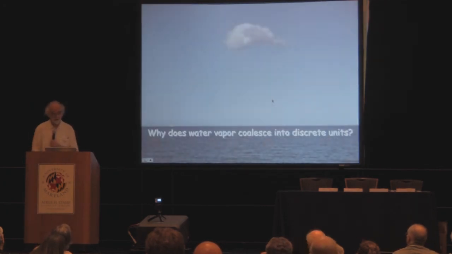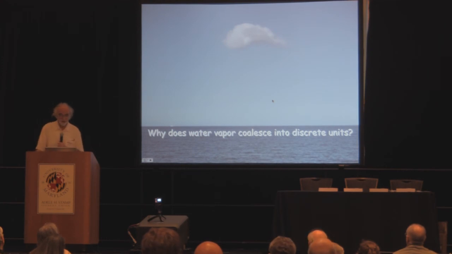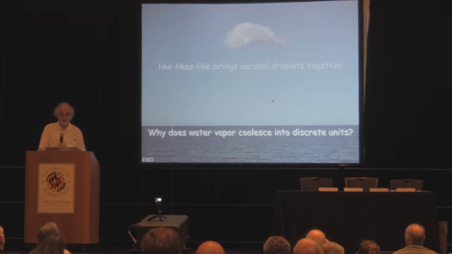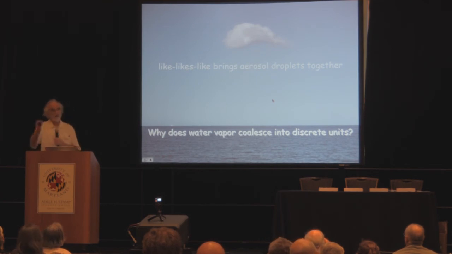Okay, so now we've got to come back to the cloud, and we ask, why does the water vapor coalesce into discrete units? A possibility is that it's the like-likes-like mechanism. The aerosol droplets that are throughout the atmosphere have the same charge, so you'd expect, of course, that they're going to repel each other and disperse all over. But you know that doesn't happen.